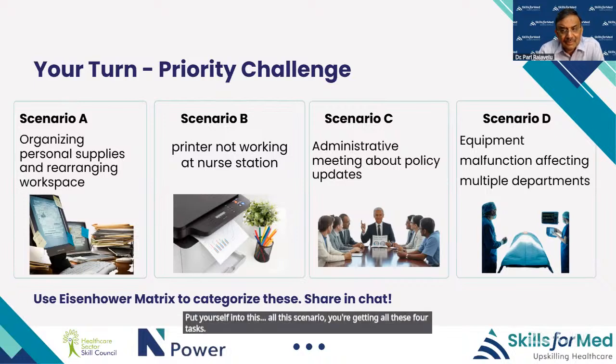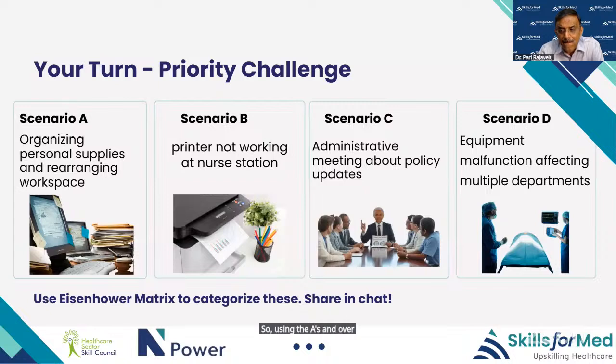So using the Eisenhower matrix, you're going to say the order. For example, B is 1, C is 2, D is 3, A is 4. You can even put it in the chat box. Or maybe if you raise your hands, you can even talk.